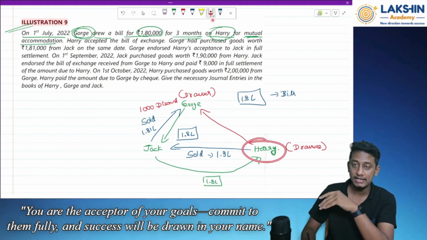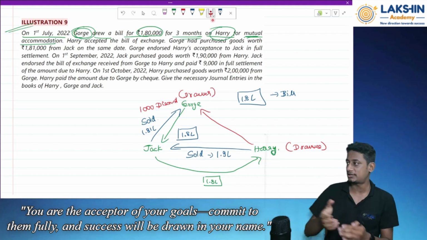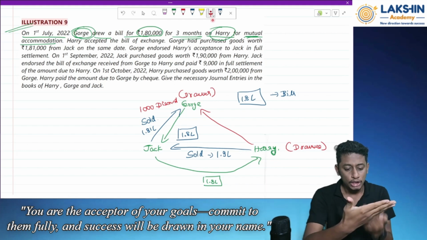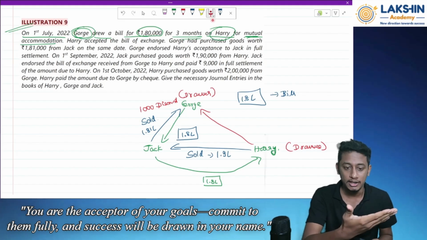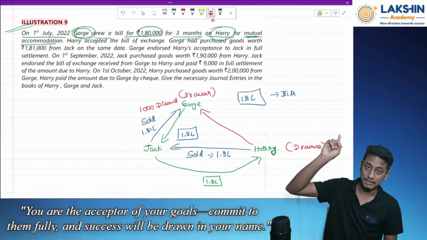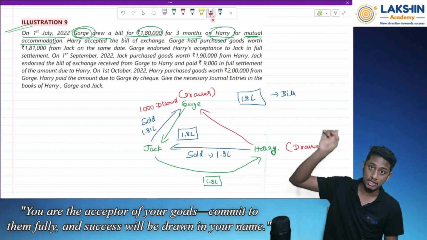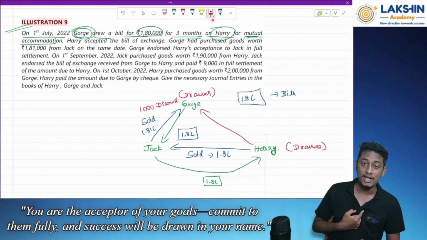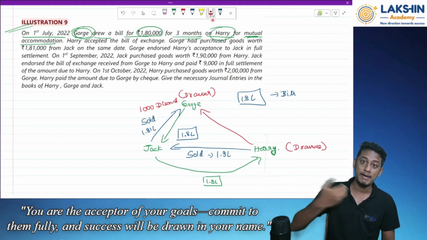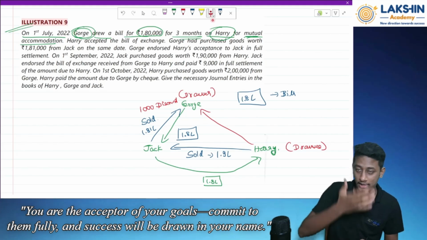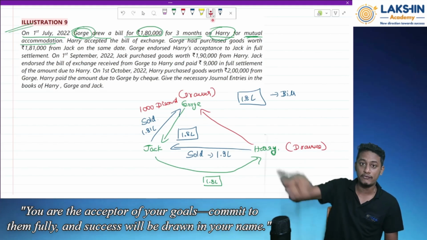Now Harry takes the bill and looks at it. This bill was signed by me only, right? So my bill was sent to George after acceptance. George gave it to Jack. Jack is giving it back to me. So that means I am supposed to pay myself. What is Harry thinking now? That Harry is supposed to pay himself. Arey baba, the bill has gone a full circle now.